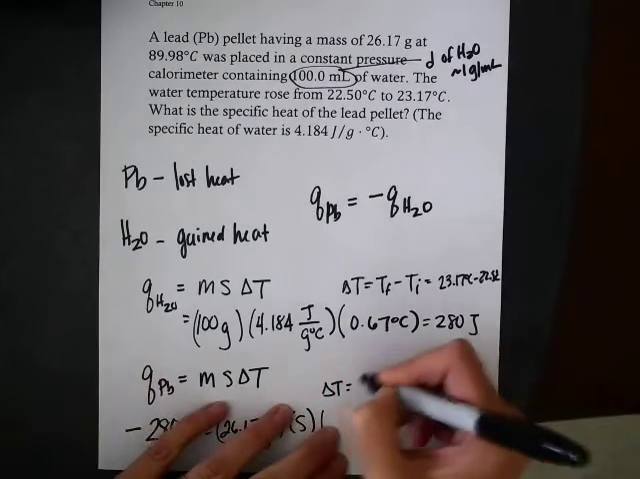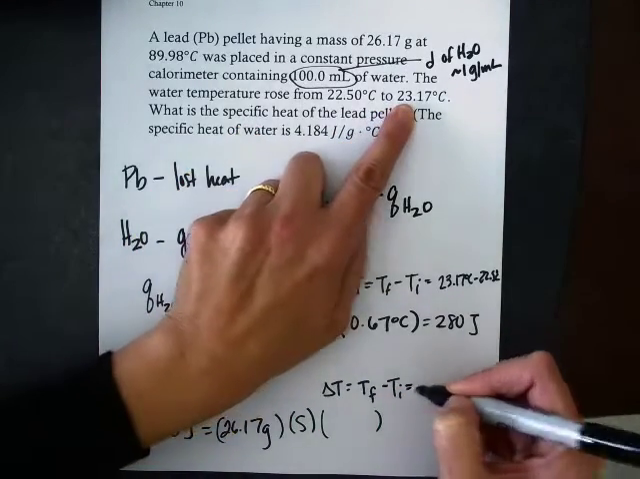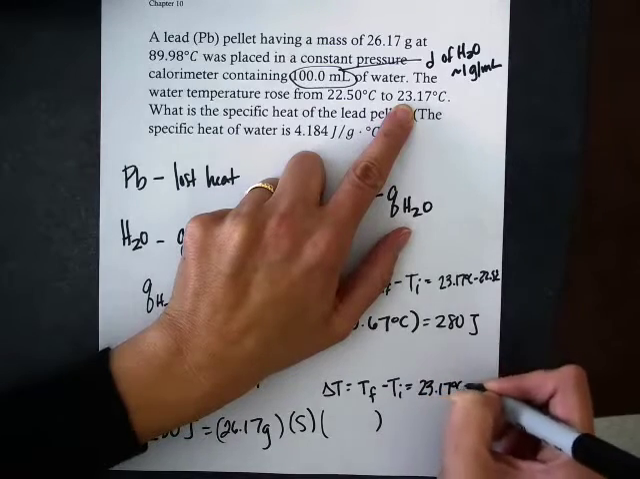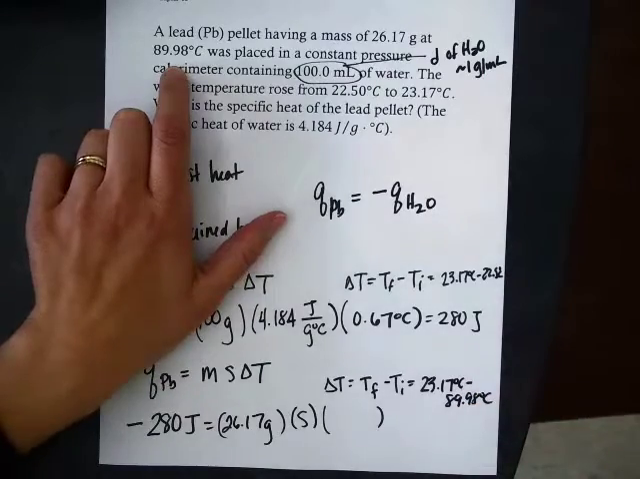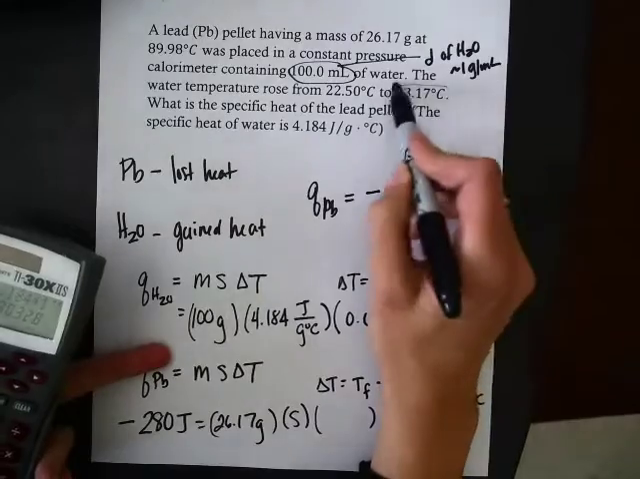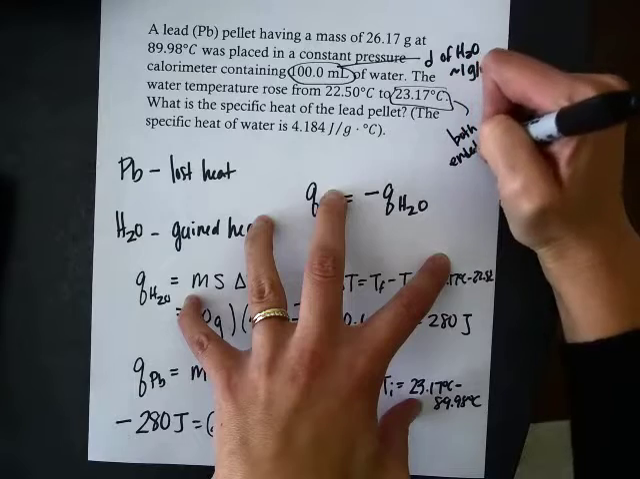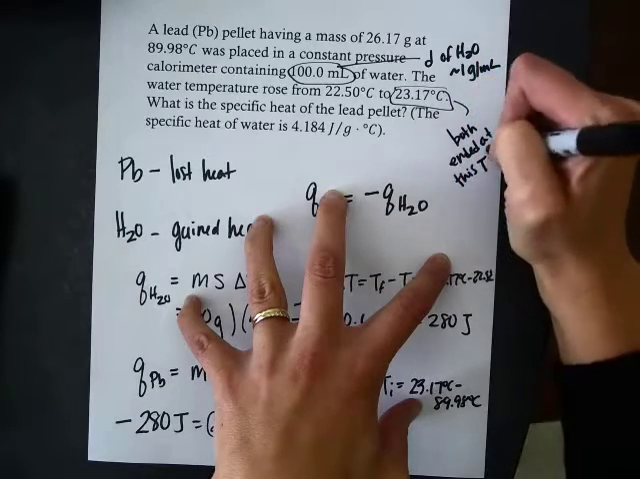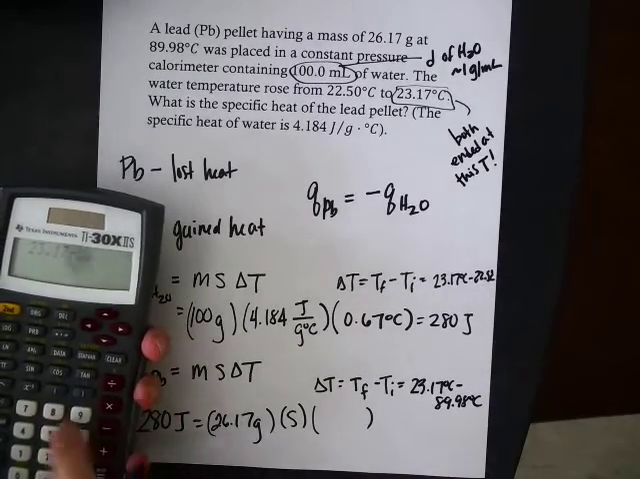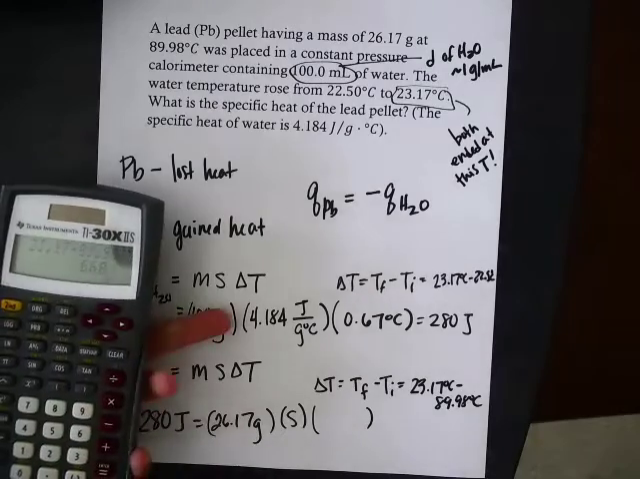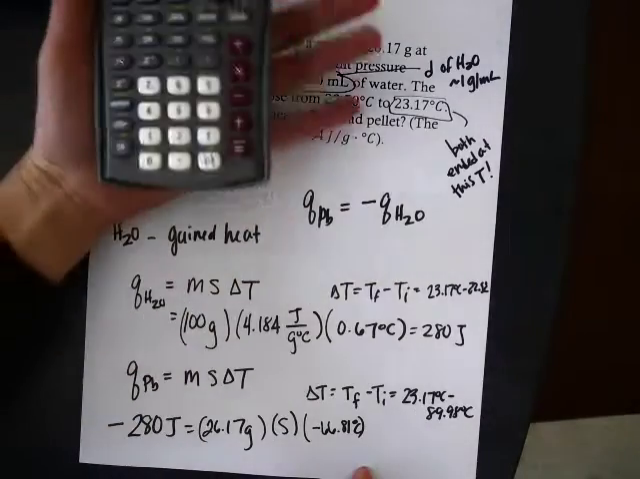And now for this one, the final temperature, it's going to stop changing temperature when it's the same temperature as the water, right? So the final temperature of the water is the final temperature of the lead, 23.17 degrees Celsius. It started at 89.98 degrees Celsius. I'm just writing that down. Both ended at this temperature. Negative 66.81 degrees Celsius.